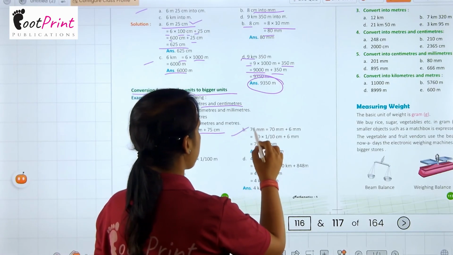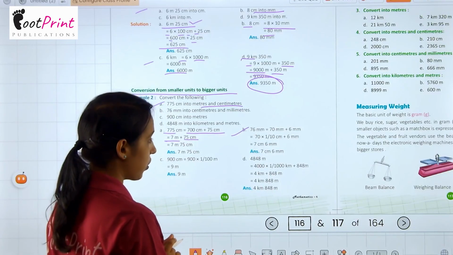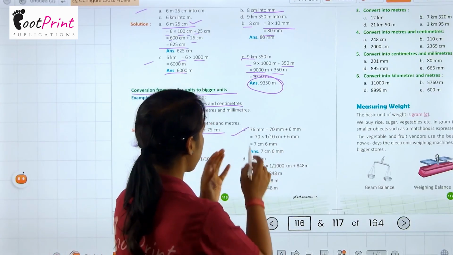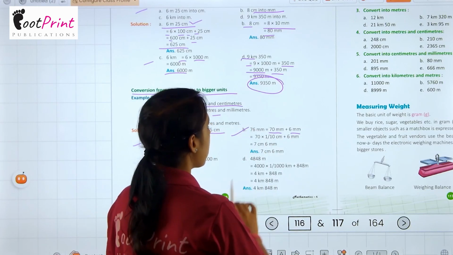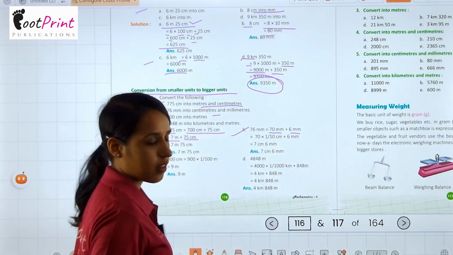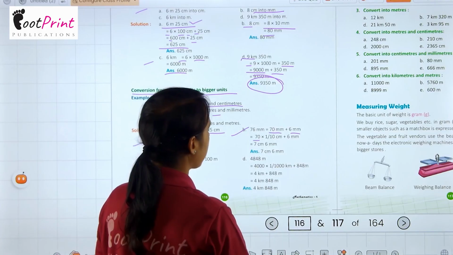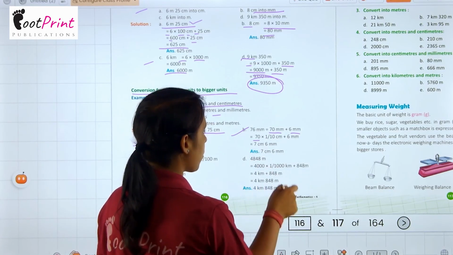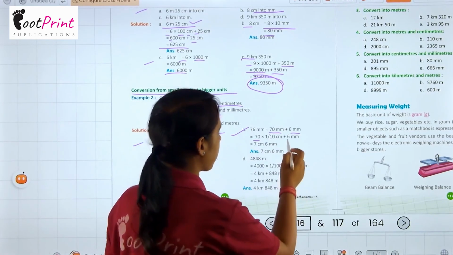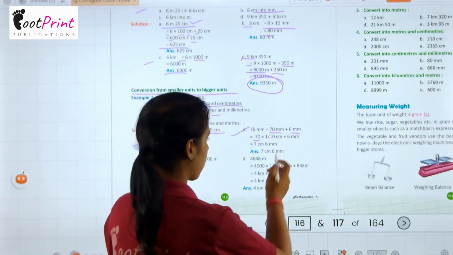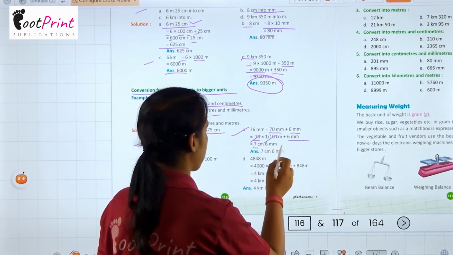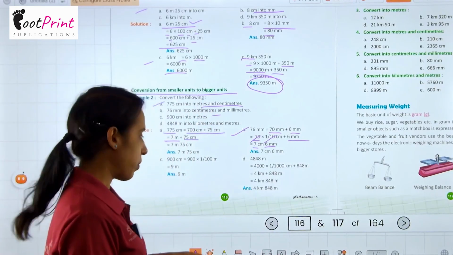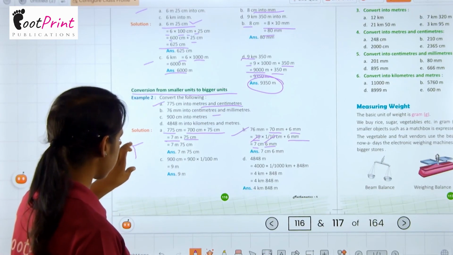In the similar manner, here we have 76 millimeter, and we have to convert it into centimeter and millimeter. So first we write it as 70 millimeter and 6 millimeter. We know that 70 millimeter into 1 upon 10 centimeter, we will divide it by 10, plus 6 millimeter. So here we have 10 7s are 70, 7 centimeter and 6 millimeter as our answer.